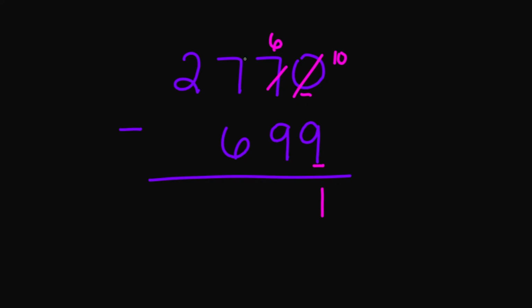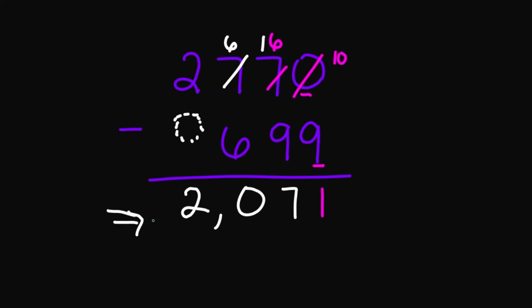So I'm going to the hundreds place now. This 7 is going to become a 6. And now this 6 here is going to become a 16. So 16 minus 9 is going to be 7. 6 minus 6 is 0. And then 2 minus your imaginary 0 here, that's going to be 2. So your final answer is 2,071.